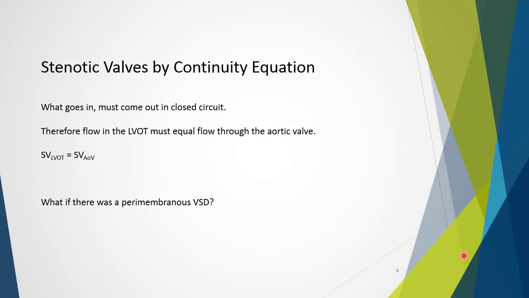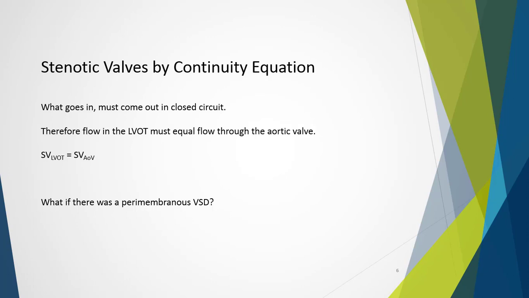The continuity principle is our grounding rule we use in our evaluation. What goes in must come out between two areas of the heart in a closed circuit. Therefore, flow in the left ventricular outflow tract must equal flow through the aortic valve in the absence of a perimembranous ventricular septal defect. As we can see here, stroke volume through the LVOT is going to be equal to stroke volume through the aortic valve.